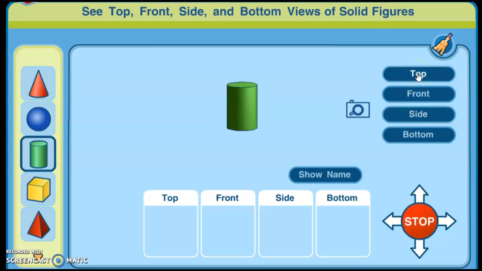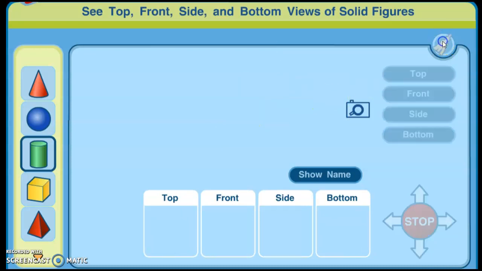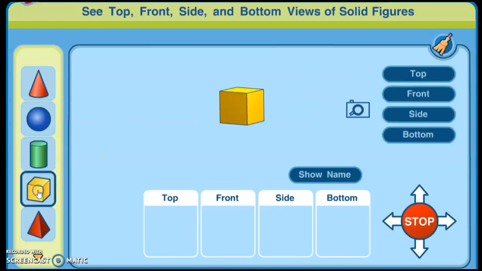I know it's hard to see 3D figures on a flat screen, so hopefully that helps a little bit. But if we look at the top, the front, the side, and the bottom of a cylinder, we would see that a cylinder has 2 flat surfaces, so here and then here, and it has 0 vertices. So 2 flat surfaces, 0 vertices. Okay, we take a look at our next solid figure, which is a cube.